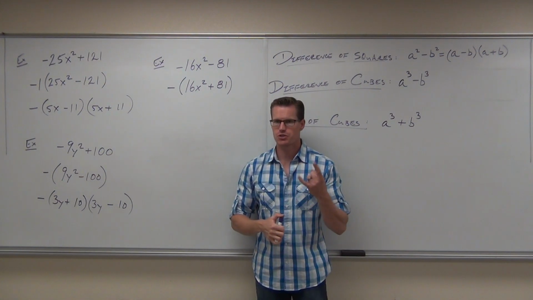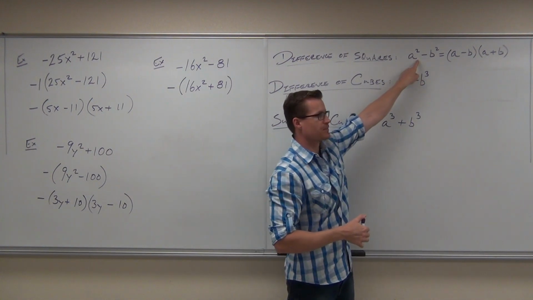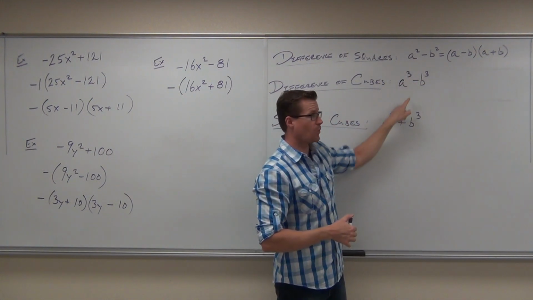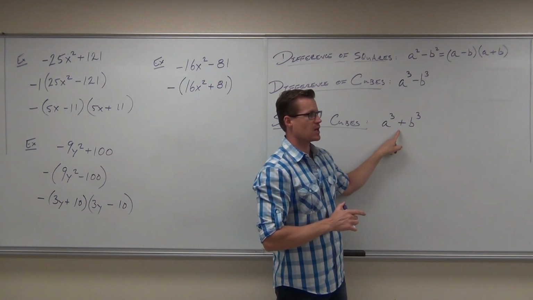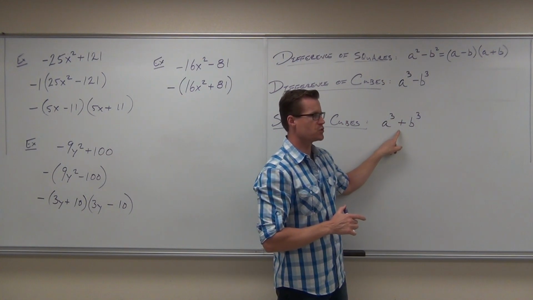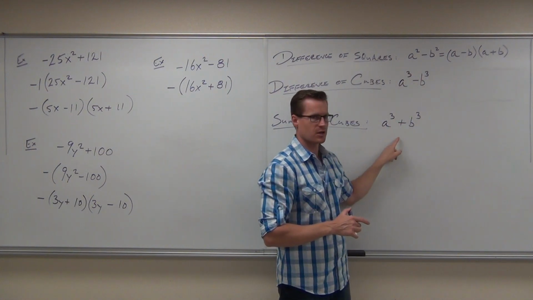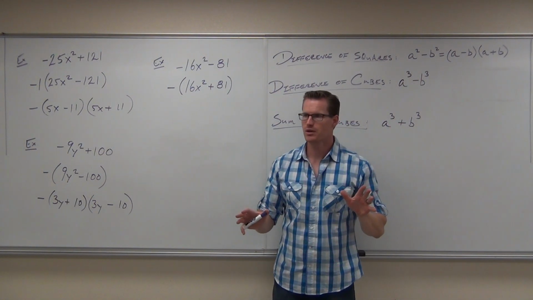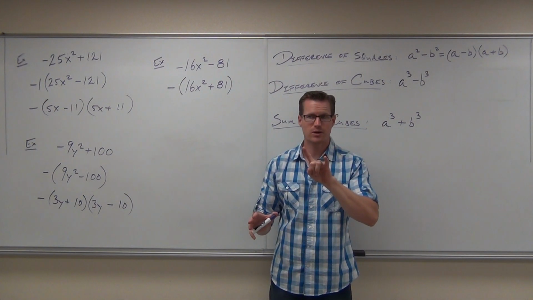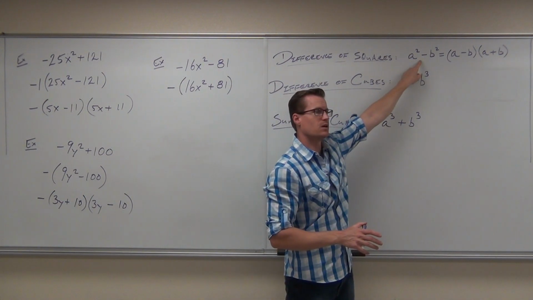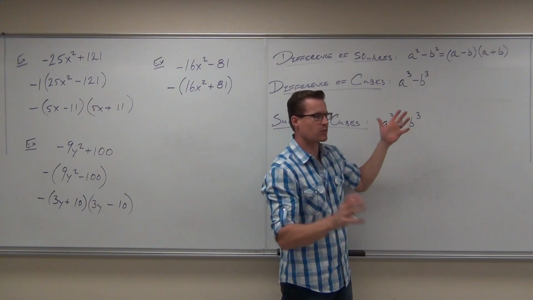If you can get your two-term polynomial to fit this, or this, or this, you can factor it. If you can't get your two-term polynomial to fit this, or this, or this, you can't factor it. It's that simple. So if you have two terms, where are you looking? Well, if it's square, you're looking here. If it's cubed, you're looking here. That's the only things you can do.